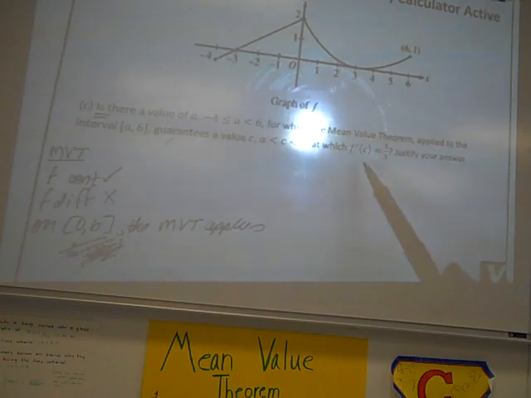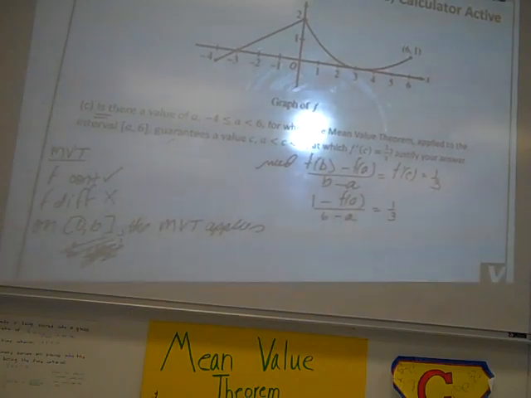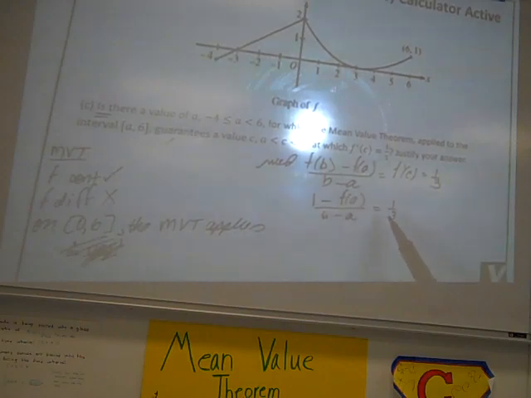Now, specifically, what I need is for f of b minus f of a over b minus a to be equal to f prime of c, which is 1/3. They've told me that my b value is 6, so we need f of 6, which is 1, minus f of a over 6 minus a to be equal to 1/3. I'm looking for a value of a that when I use it in this expression, I'm going to get positive 1/3.